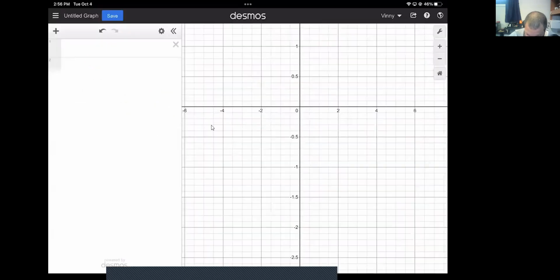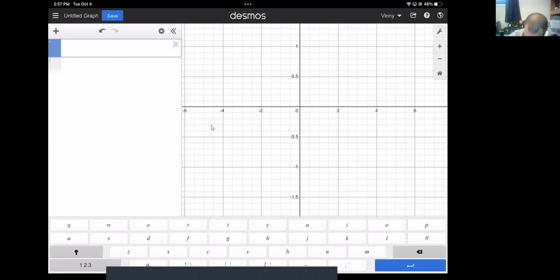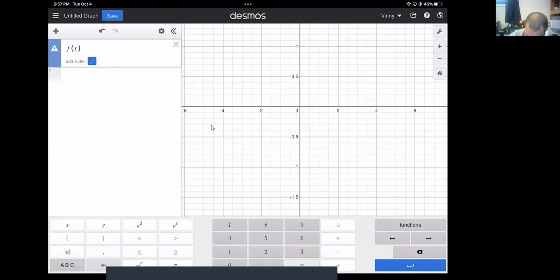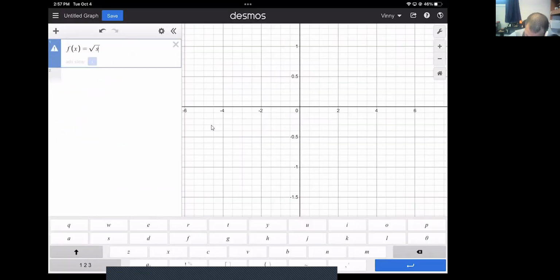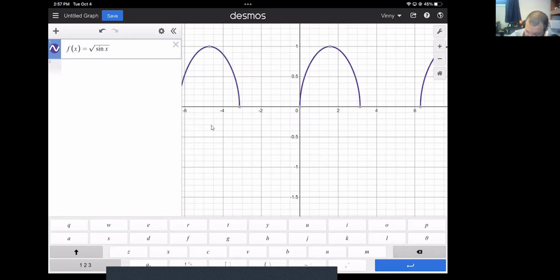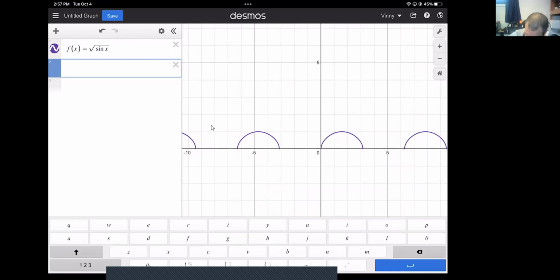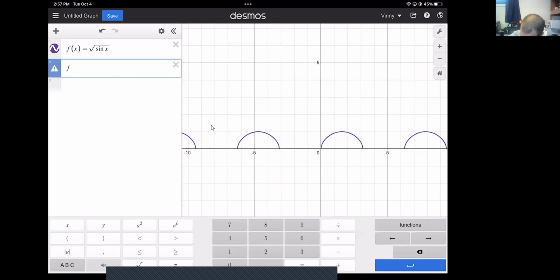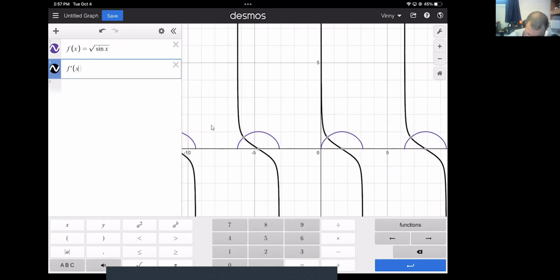So we would have our f of x. F of x equals what I had initially, the square root of the sine of x. And we can see what we knew was going to happen. We can see all those little places where we're going to have no domain. I'm going to take the derivative of this, so I'm going to take f prime of this thing. That's what we found before.